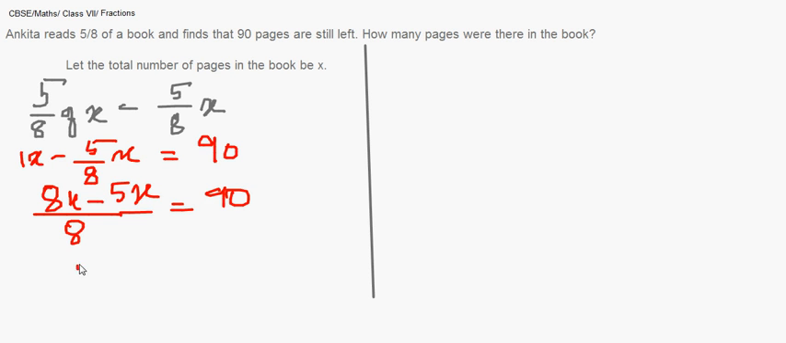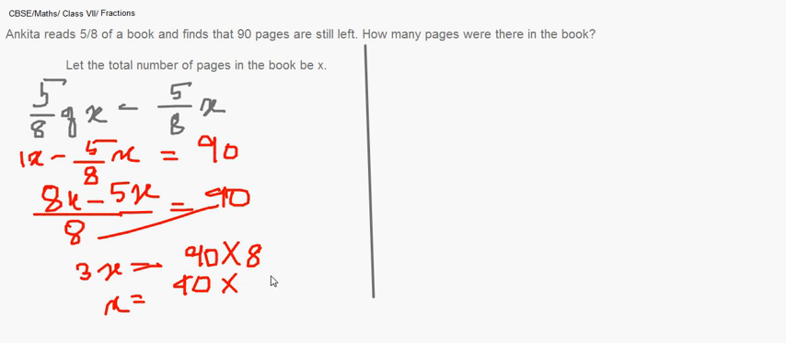8x minus 5x is 3x, and if I cross multiply, it becomes 90 into 8. So x will be 90 multiplied by 8 by 3. This is giving me 30. There I can't write, so I'm writing it outside. Now 3 into 8 is 240. 3 8 is 24. So the book had 240 pages.